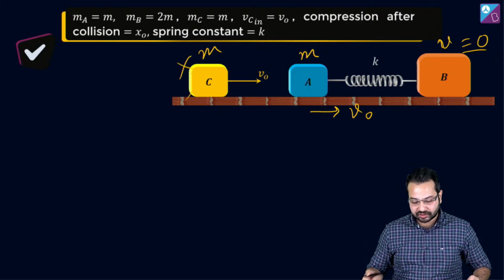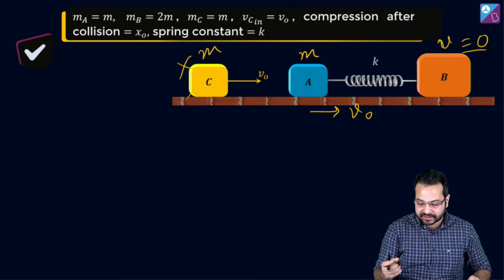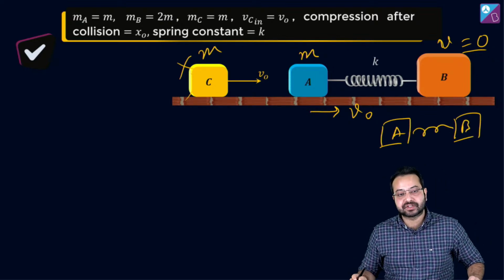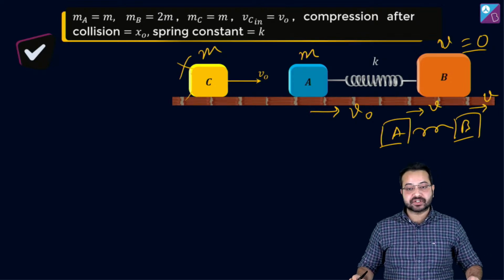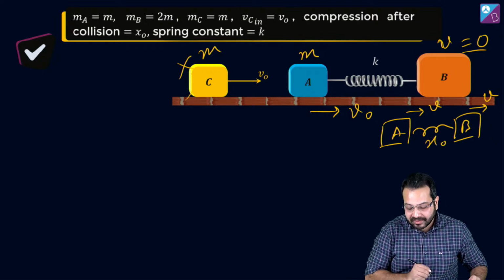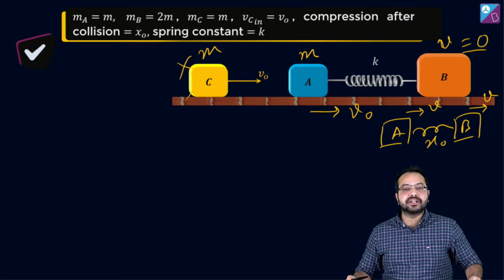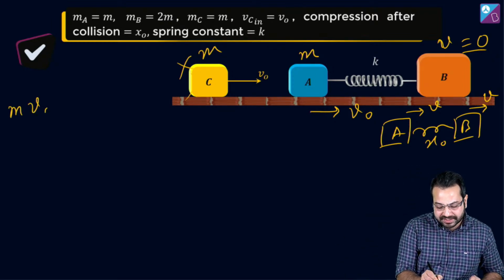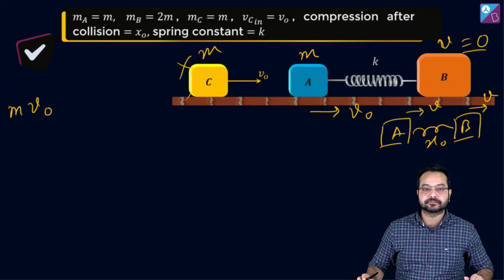The final situation is going to be something like this. We have A and B, and it is said in the question that their velocities become equal and the compression of the spring at that time is x0. So can we conserve linear momentum? Of course we can. What is the initial momentum? The initial momentum is mv0 because only A is moving, B is not moving.